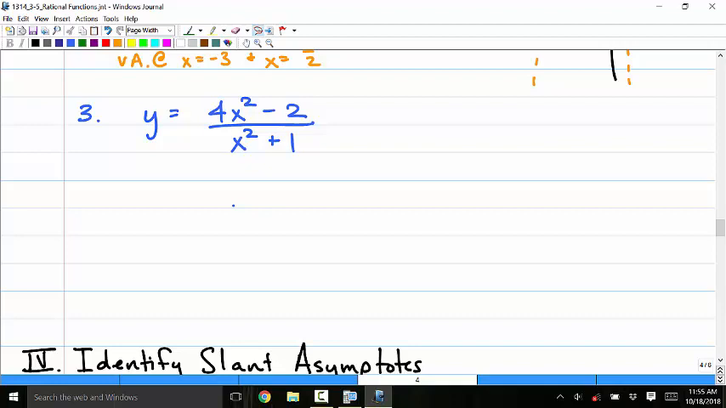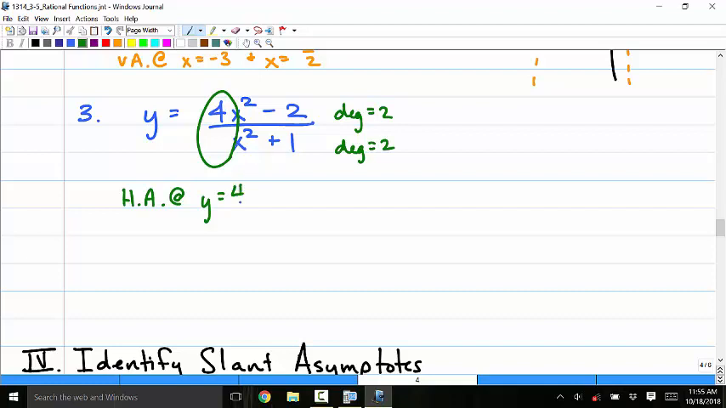What's the degree of the numerator? Degree of the numerator is 2. What's the degree of the denominator? 2. The degrees are the same in the numerator and the denominator. So there is a horizontal asymptote, and it's at y equals the ratio of the leading coefficients, 4 over 1, which is y equals 4.